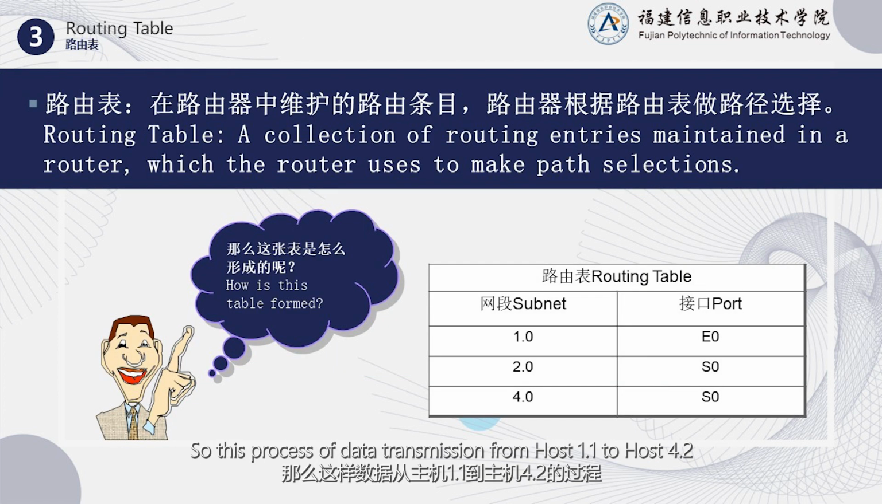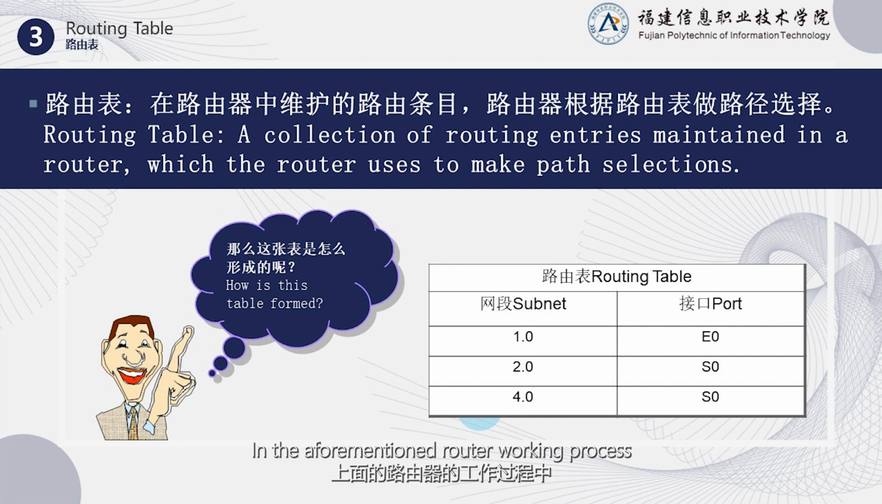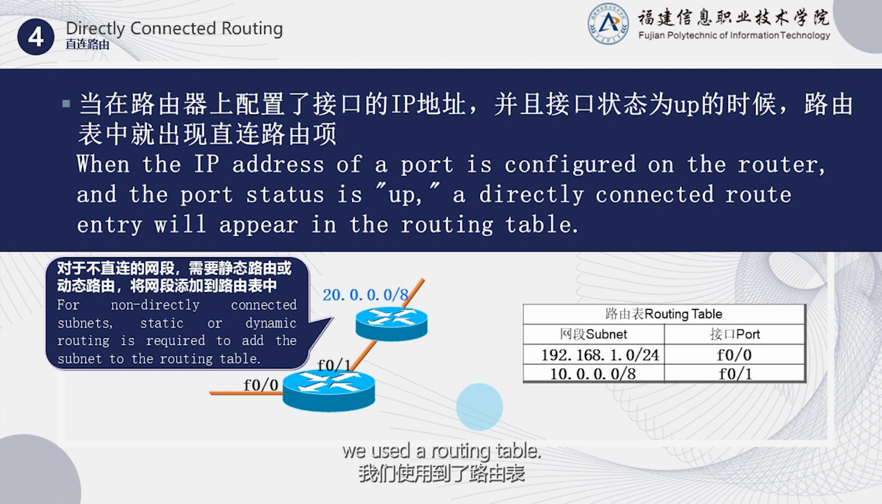So, this process of data transmission from host 1.1 to host 4.2 is the working process of routers and the data forwarding process. In the aforementioned router working process, we used a routing table. The main function of a routing table is to maintain routing entries within the router, enabling the router to make path selections. Now, how is this table formed?